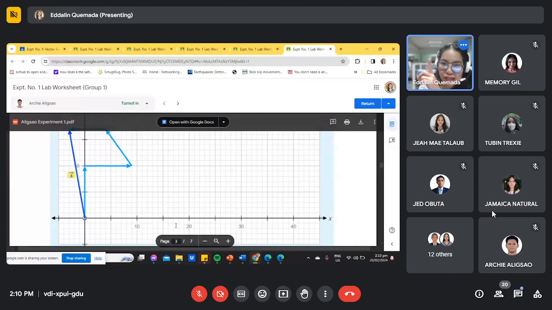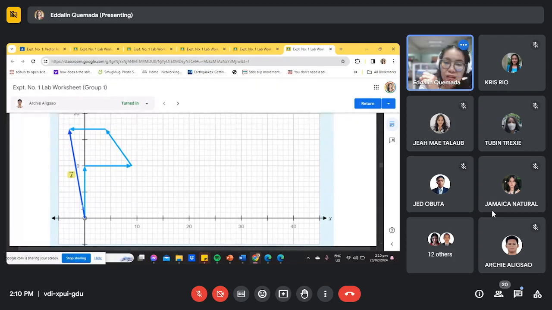Nag-follow mo sa akong cursor, class? Hello? Nag-follow mo? Yes, ma'am. So positive x, you go up counterclockwise. This is the given angle nga 100 degrees. Okay? That's it. So this is correct. Thank you, Obota from group 1.